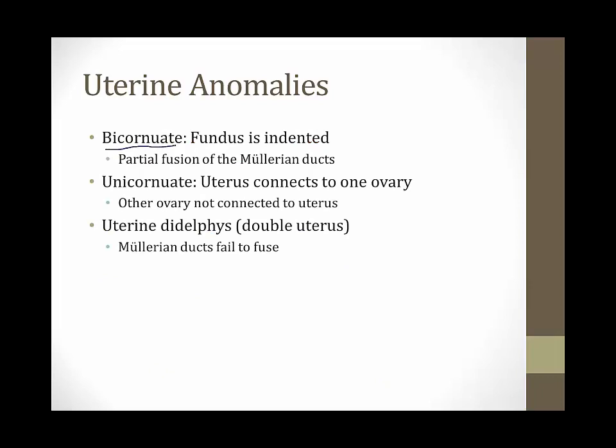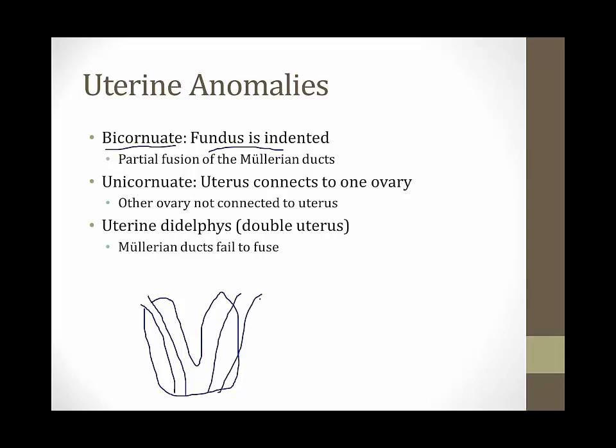In a bicornuate uterus, the fundus is indented due to partial fusion of the Mullerian ducts. Basically, in this condition, the uterus looks something like this, with one pathway going over here to one fallopian tube and another pathway going over here to another fallopian tube. It's not that there's a septum down the middle like we talked about in a septate uterus, it's that the uterus itself is indented. In a unicornuate uterus, the uterus connects only to one ovary and the other ovary is not connected to the uterus at all.